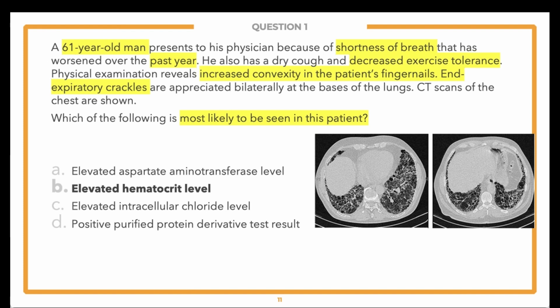Now, it typically happens in elderly populations. 55 and over is the standard age. And we want to think about what their PFTs will look like. Since it's a restrictive pattern, it's going to have an elevated FEV1 to FVC ratio.